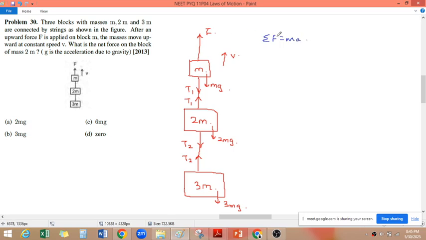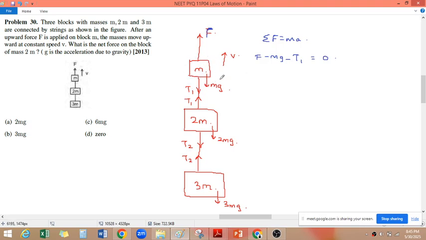This F is different from this F, so don't say, sir, writing this one. This is from the formula. This is given in the question. So that means F minus mg minus T1 equals mass into acceleration. I told you constant velocity means acceleration is 0. So that's the equation for the first block.